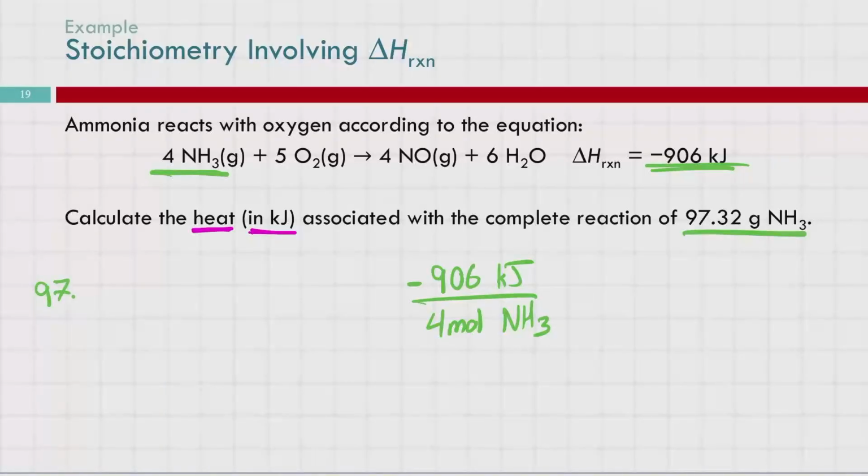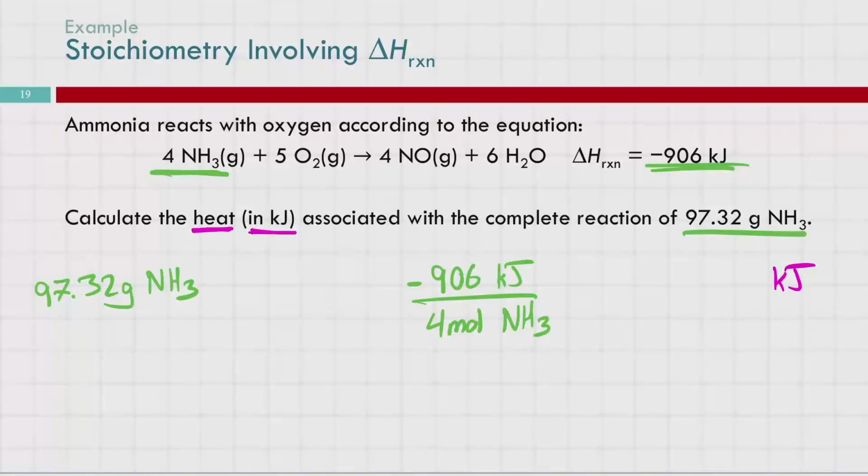So starting with our grams of ammonia, because that's what we were given. We're trying to get to kilojoules at the end. If we're trying to get to kilojoules, we've got a conversion factor between kilojoules and moles of NH3. So we can get to kilojoules, but we have to have moles of NH3. Do we know how many moles of NH3 we have? Not yet, but we can find out. How can we find out? How can we get moles from grams?